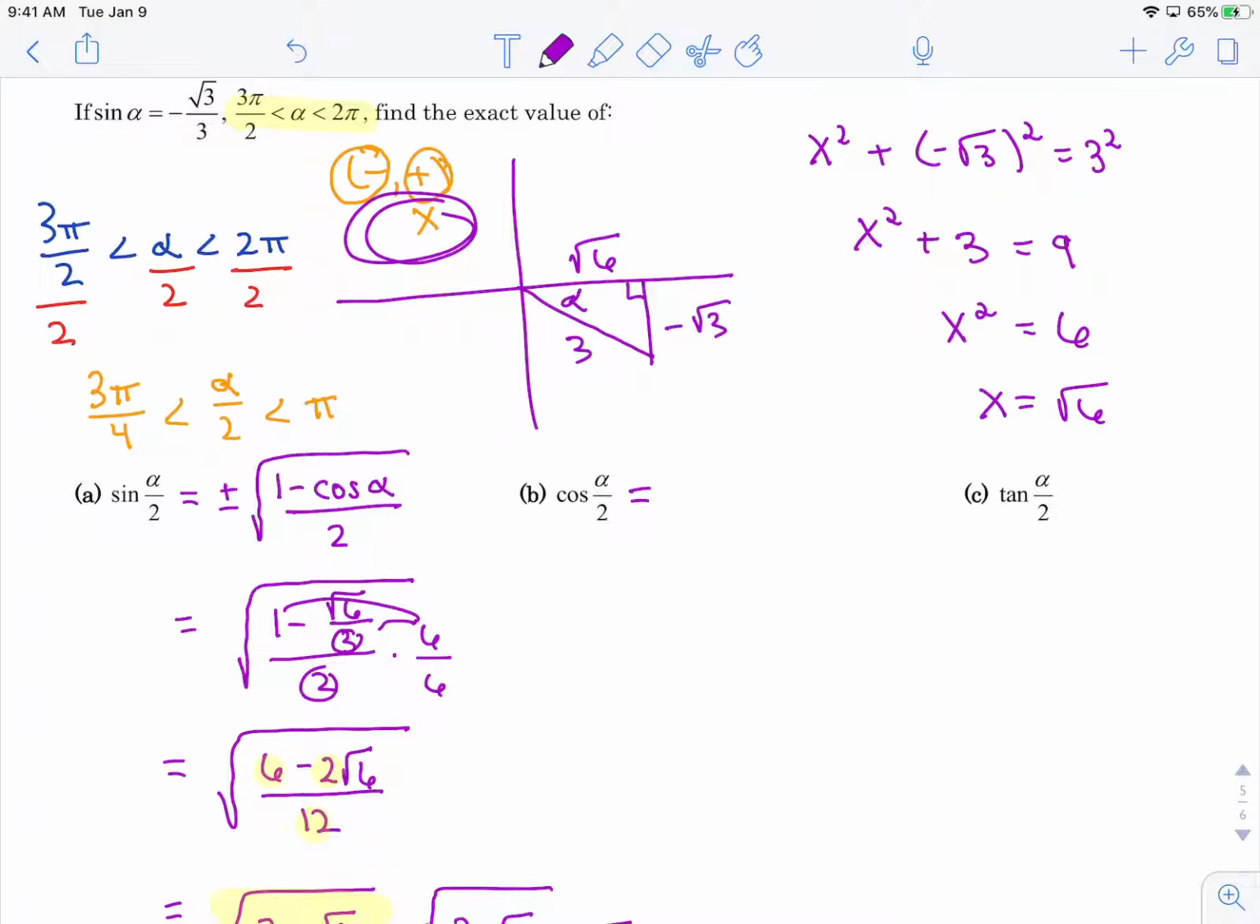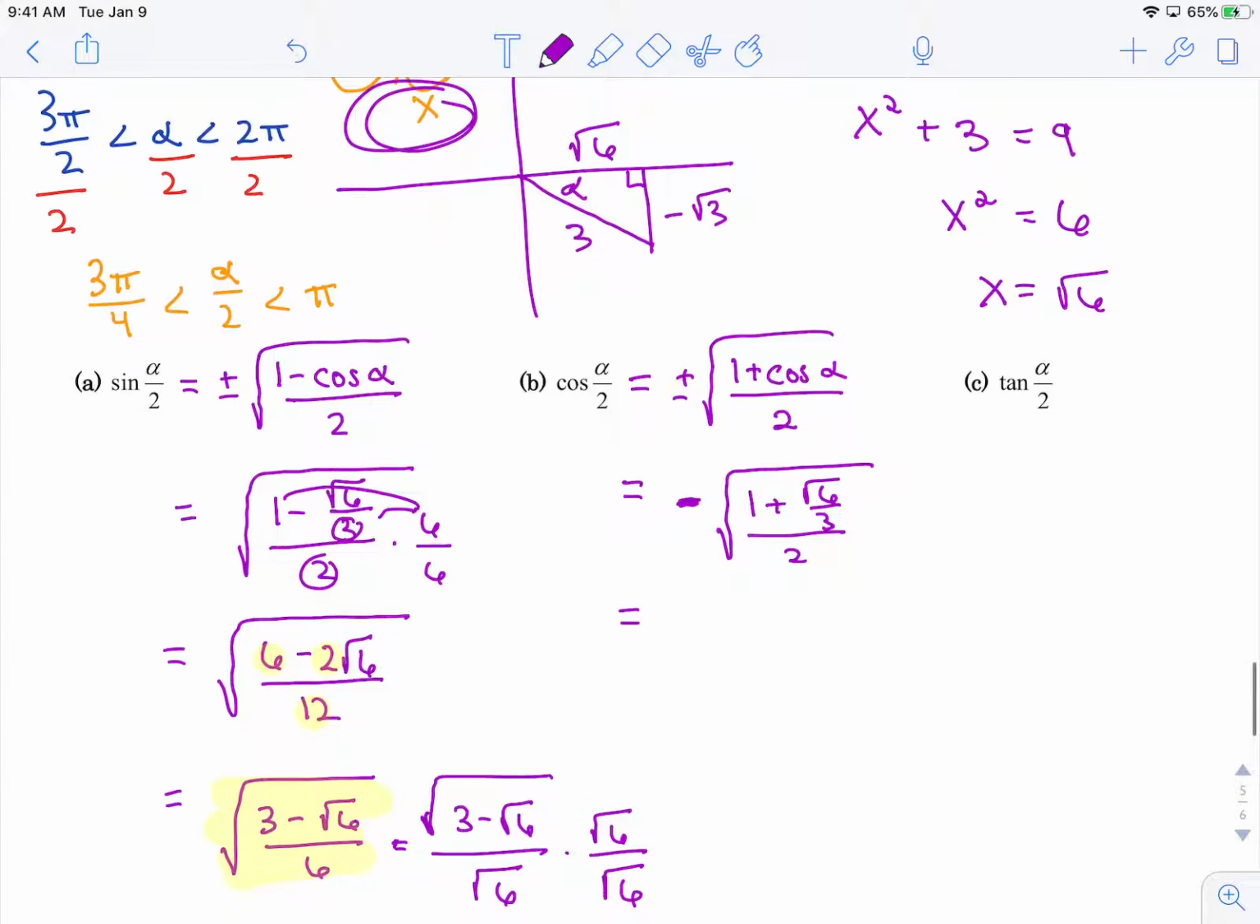All right, so this one is cosine. So that formula is plus or minus root 1 plus cosine alpha over 2. I am going to commit my answer to be a negative since I'm in that second quadrant. I get 1 plus cosine of alpha is root 6 over 3, and I divide it by 2.